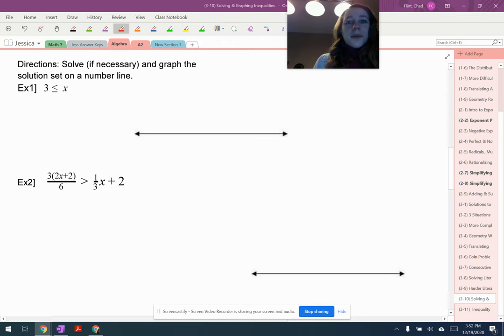Okay, so example 1 in 3-10. The directions are asking us to solve, if necessary, because the first one's not necessary, and graph the solution set on a number line. So when we're talking about a number line, we mean one of those horizontal number lines, as you can see.